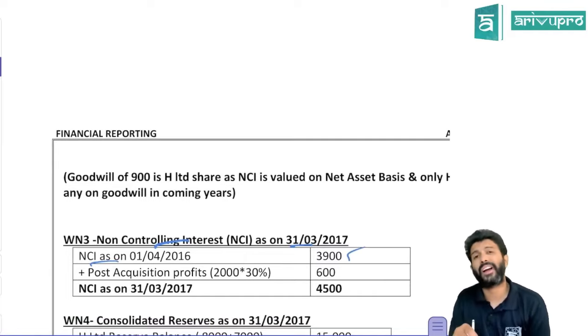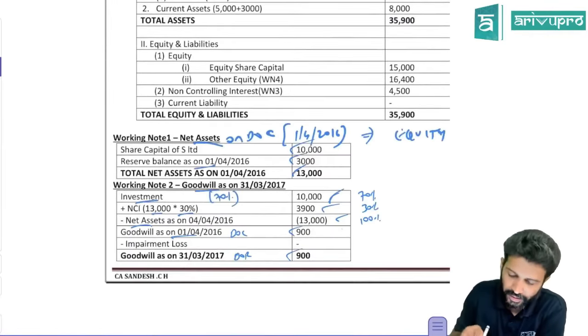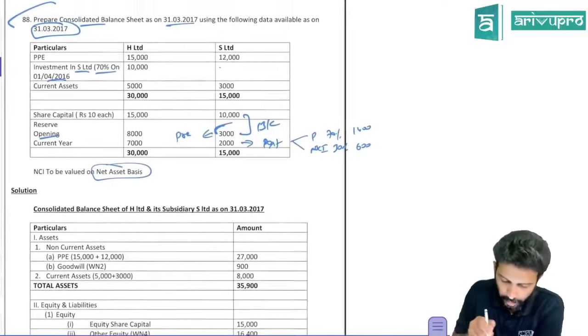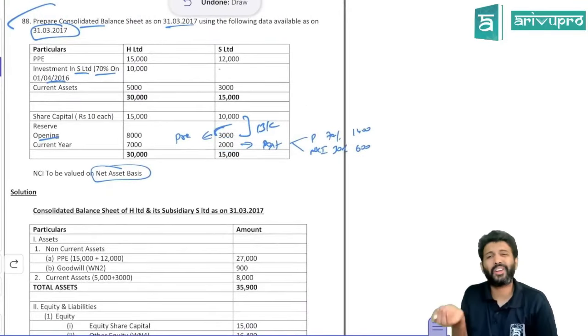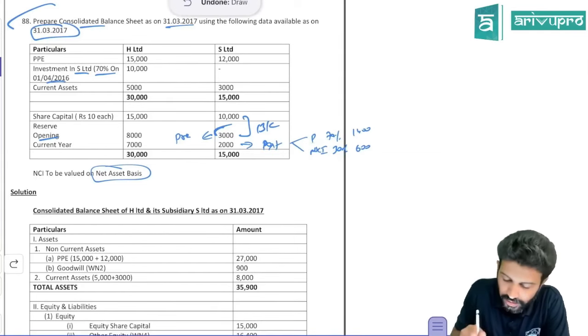And after acquisition, the subsidiary made some post-acquisition profit. How much post-acquisition profit did the subsidiary make? The subsidiary made a post-acquisition profit of 2,000, which we wrote here. Entire 2,000 is not the NCI's share, right? NCI share is only 30%. So 30% of 2,000 is 600.